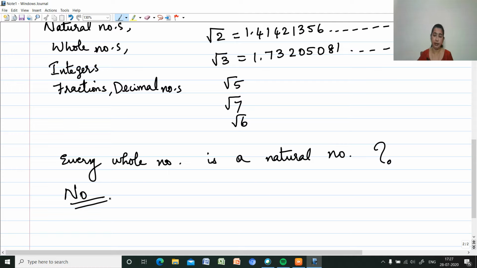Then the next question: is every integer a rational number?